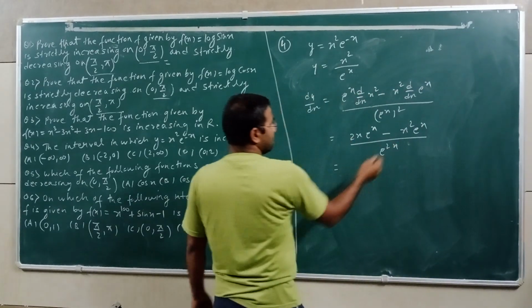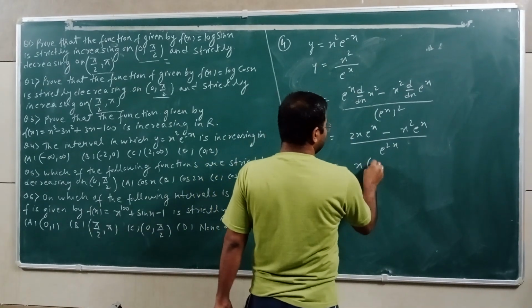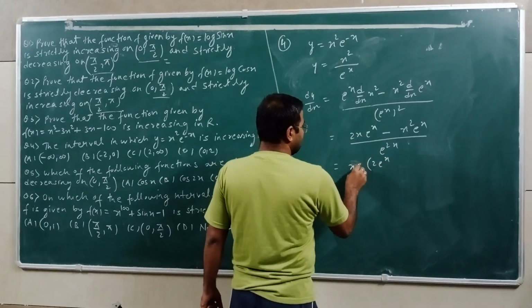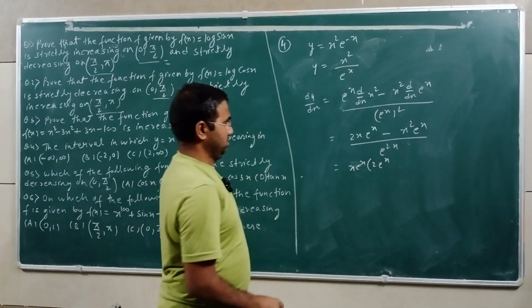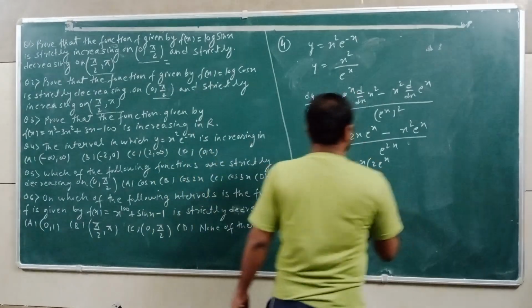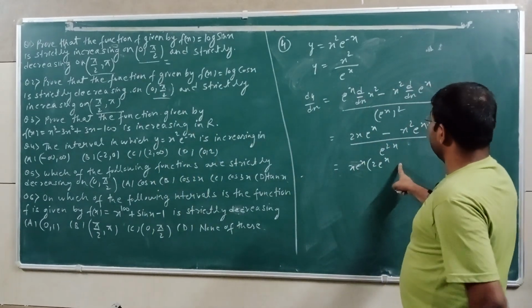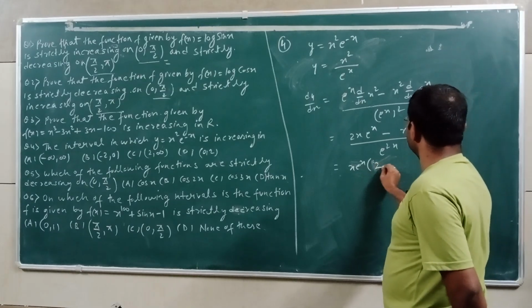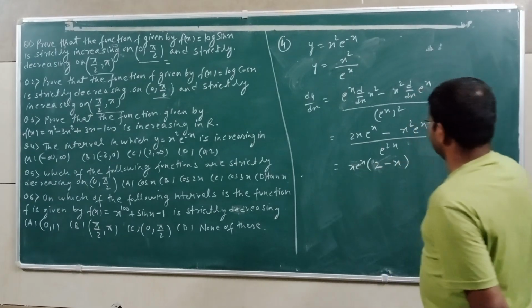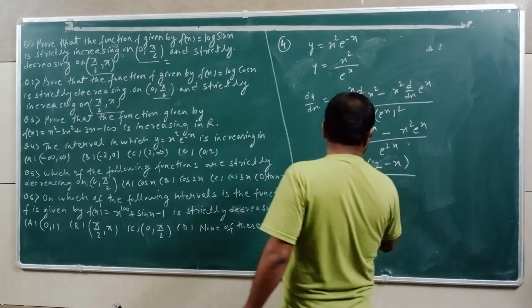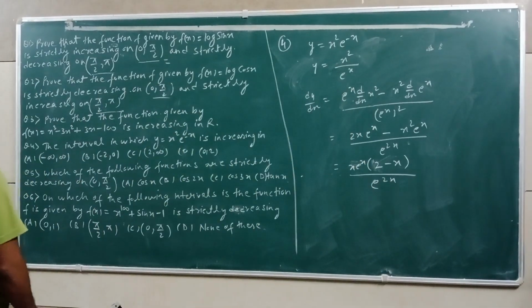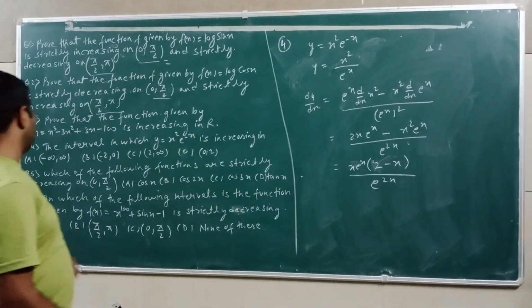Now see, x e to the power x is common in both, so take it common. Then what will come here? 2 minus x, upon e to the power 2x. Okay, now we will check in which interval it will be increasing.